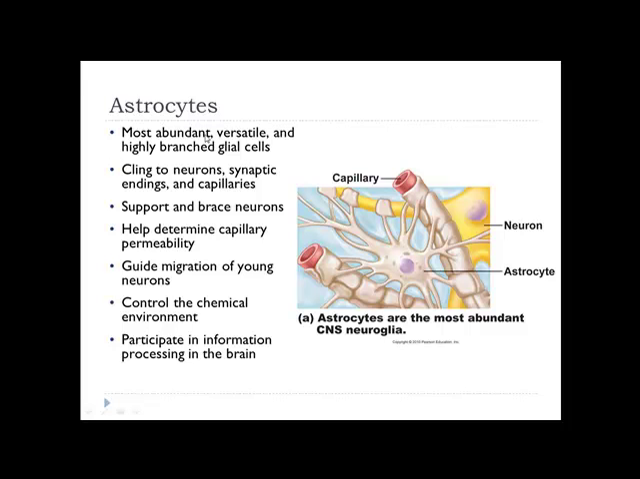Astrocytes are going to be the most abundant. When I think astro, I think asteroid, or out in the stars, so star shaping is what I think of. It's going to hold on to a bunch of nerves and capillary beds, and it's going to help guide nerves through their growing process when they are young. It's going to make sure they grow in the correct direction.